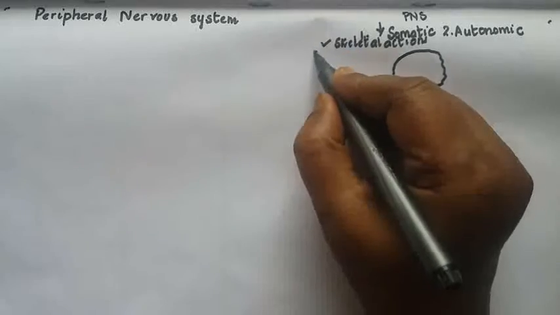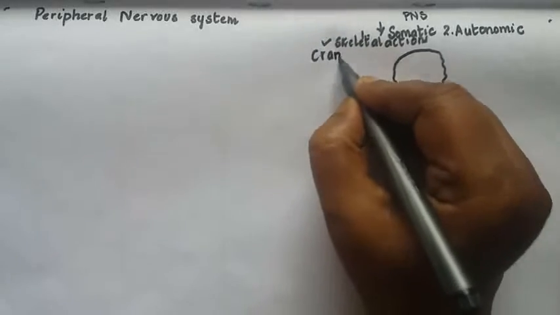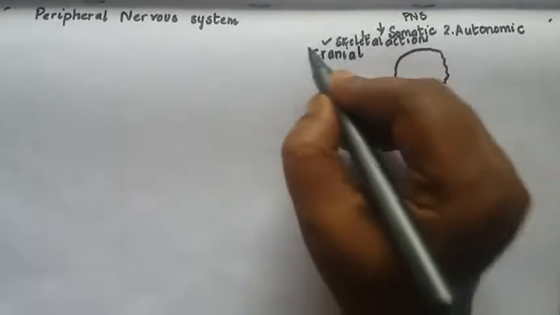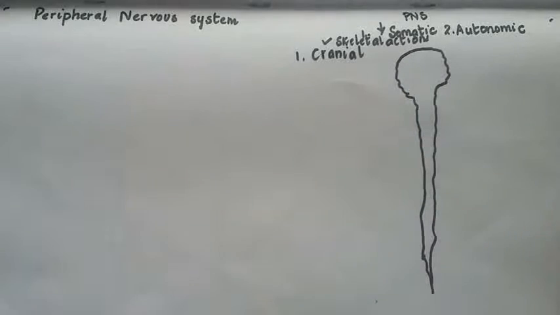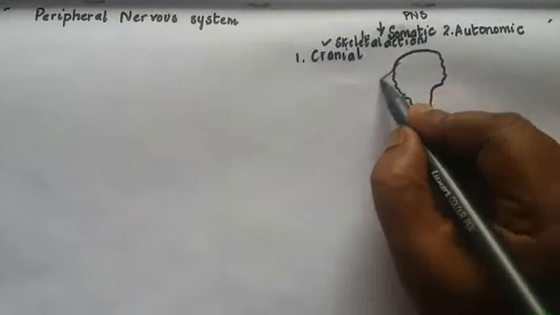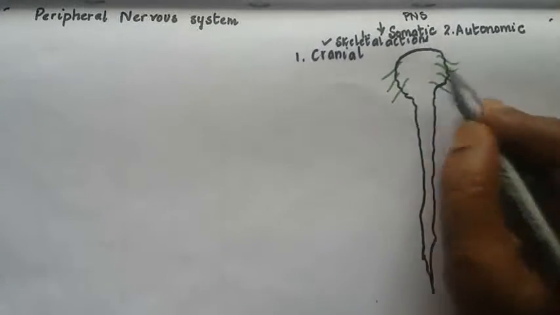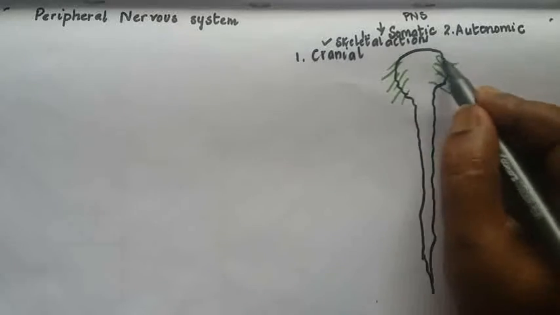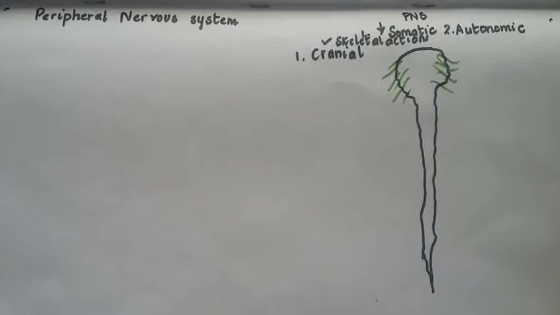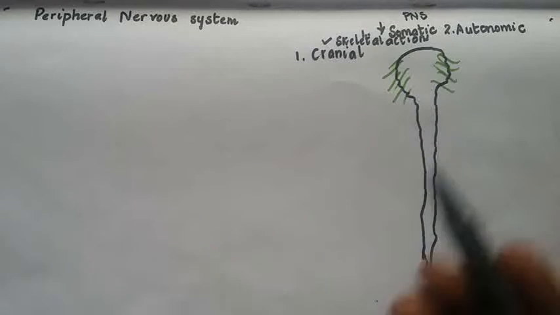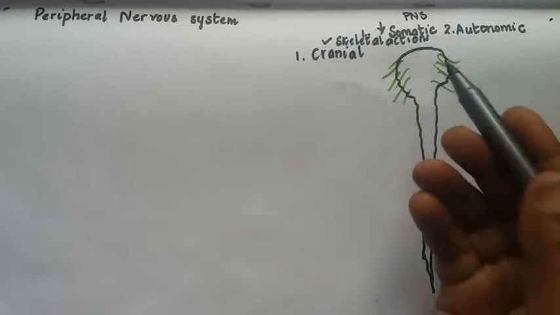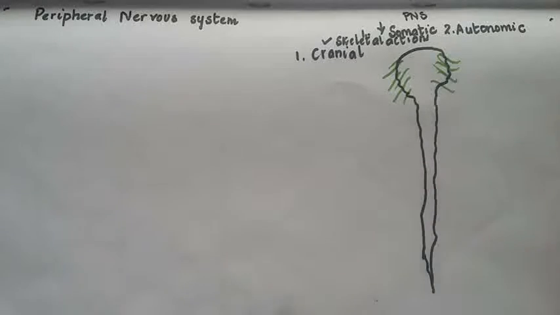The first one is known as the cranial nerves. So, what do you mean by cranial nerves? All those nerves which are emerging from the brain are known as cranial nerves. So, what is the location of the cranial nerves? The cranial nerves emerge from the brain.